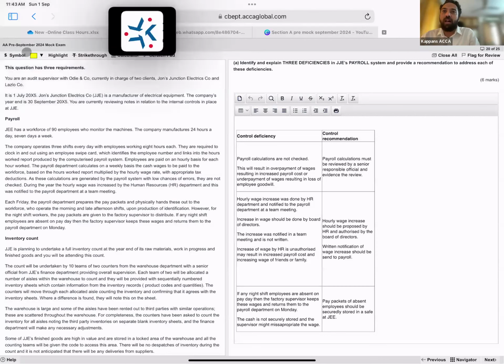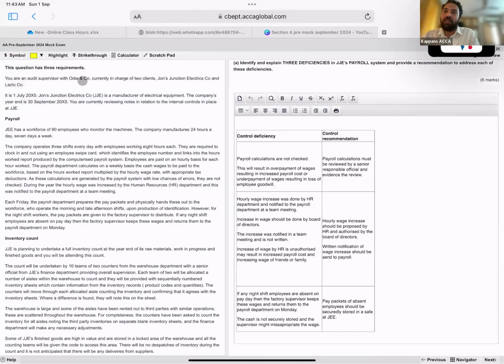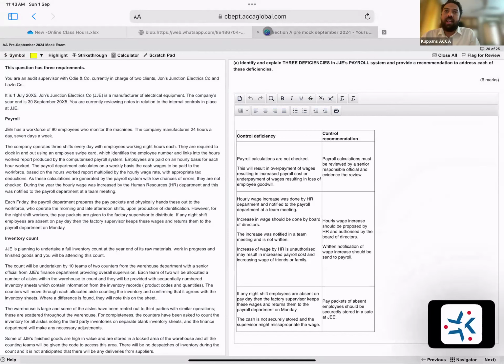You're an audit supervisor with Audit and Company and are currently in charge of 2 clients, JJ Electrics and Laszlo. It is 1st July 20x5, and John Junction Electric Company, JJE, is a manufacturer of electrical equipment. The company's year-end is 30th September 20x5. You're currently reviewing notes in relation to internal controls in place at JJE.